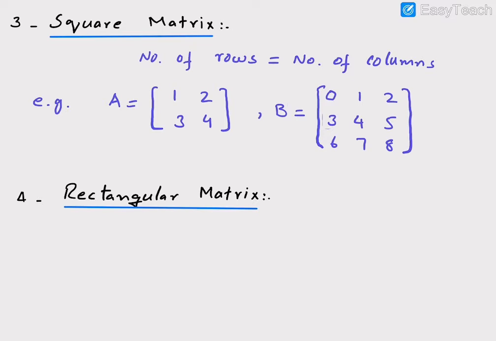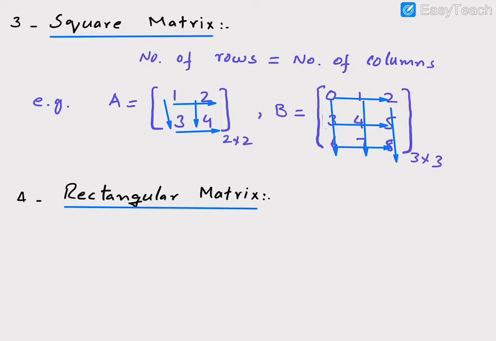So what is the order of A? 2 into 2, 2 rows and 2 columns. So number of rows and number of columns are the same. You can see here we have 2 rows and 2 columns. So 2 into 2. What is the order of B? Order of B is also the same. Number of rows are 3 and number of columns 1, 2, 3, also 3. 3 into 3. So what is a square matrix? In a square matrix, we have number of rows equal to number of columns. You can see the order must be the same.